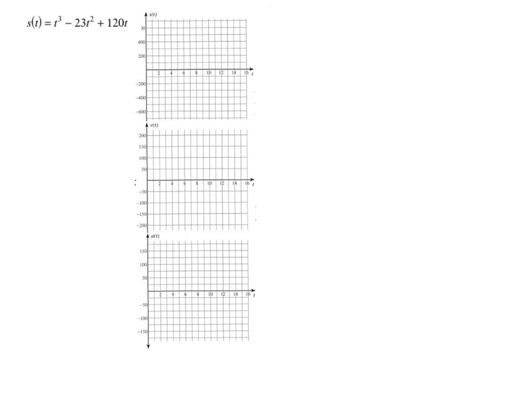Okay, if I was going to do this, the first thing that I would do is take the derivative. So v of t is the derivative of position, is equal to 3t squared minus 46t plus 120. And I would set that equal to 0. Can I factor something out of this? I cannot really factor this, so I'd have to use the quadratic.